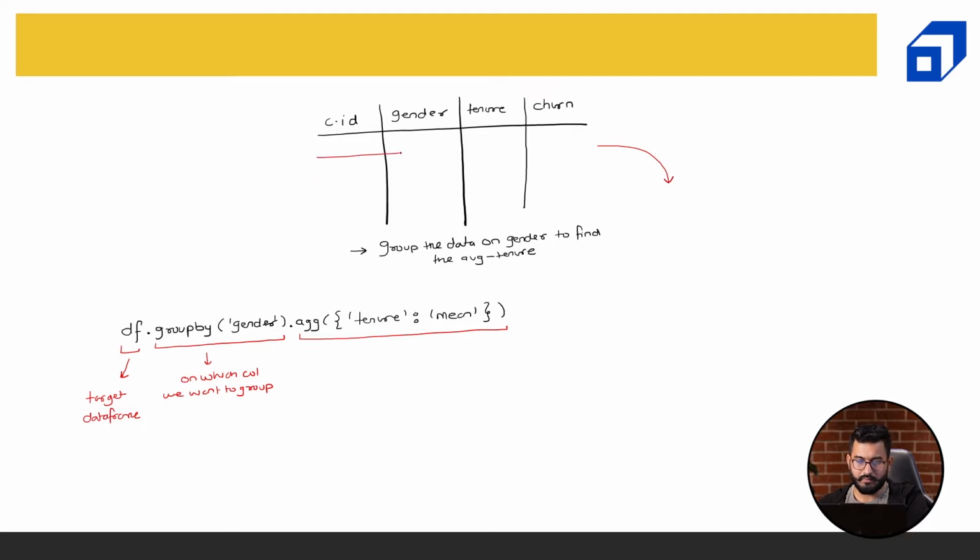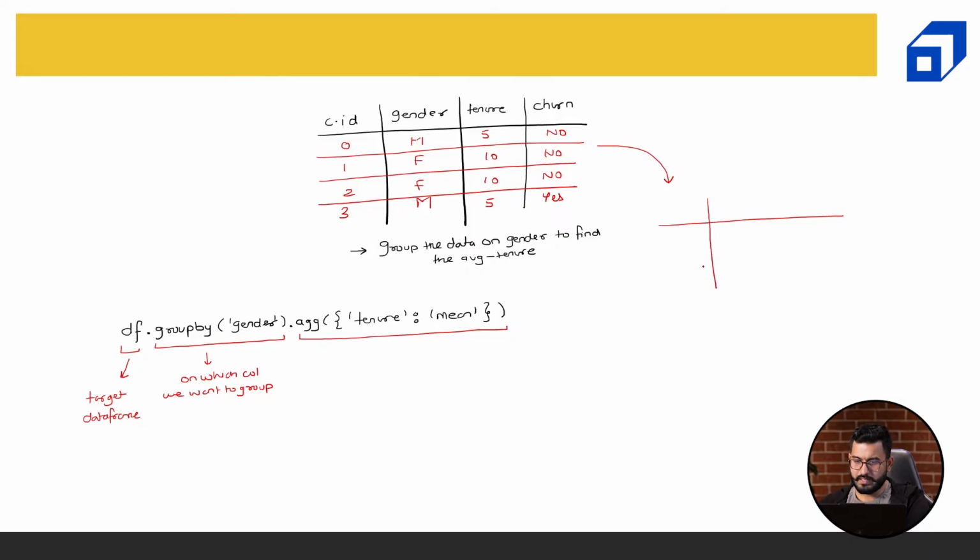So let's say I'm having some 4 rows. I'll just quickly create a dummy data just to help you understand the process. So 0, 1, 2, 3, gender is male, female, female, male. Then tenure is, let's say, 5, 10, 10, 5. And churn is no, no, no, and yes. Let's say this is my data. Now we will have to group the data on gender column. So what will happen? I'll get the output like this. Gender will become the index of my data frame.